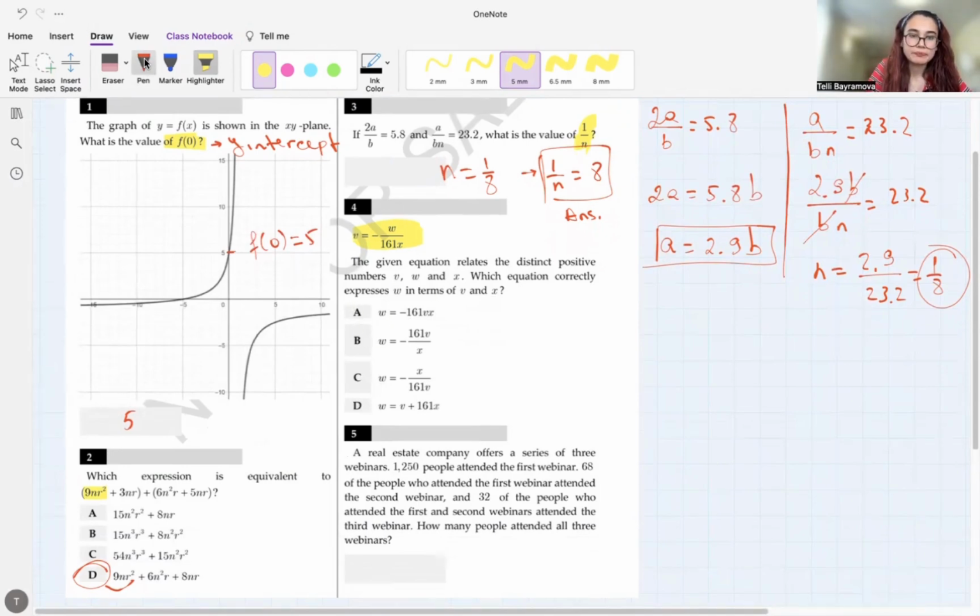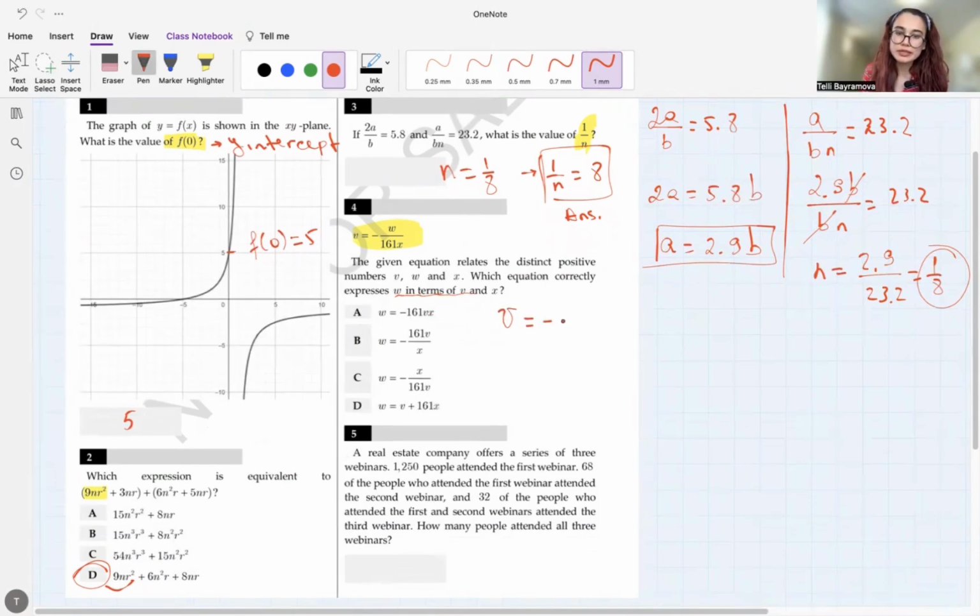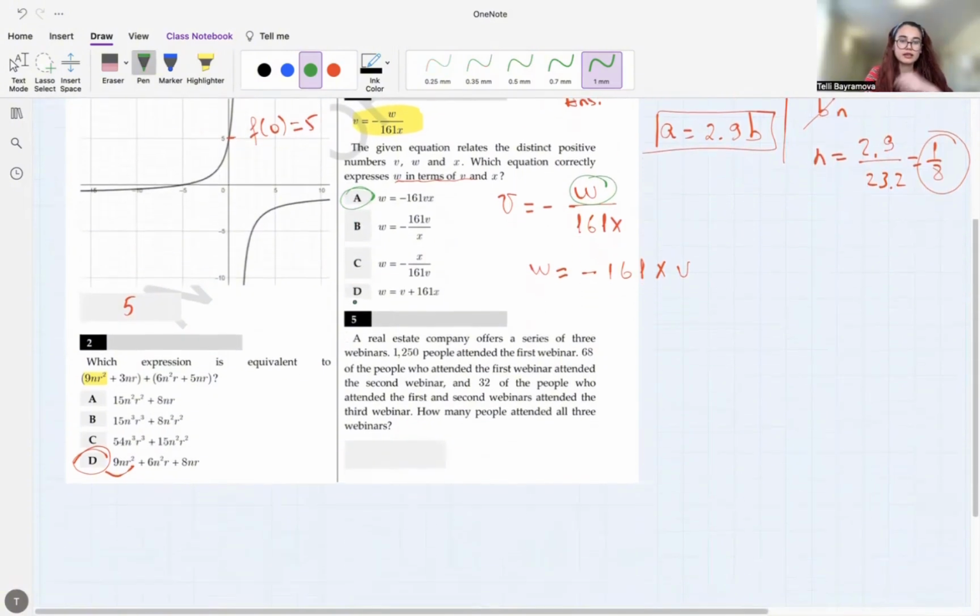Okay. So if we see an expression or function, just look at the question and the answer. What they ask is which equation correctly gives w in terms of v and x. We need to find w. So cross multiply: v equals negative w over 161x. So w equals negative 161x v. Okay, we need to find w from here. The answer is A. So let's continue.